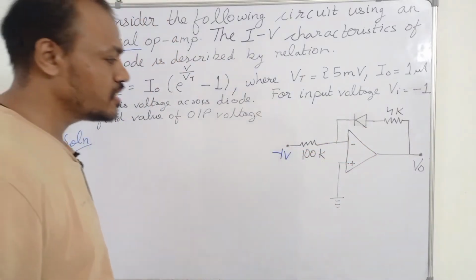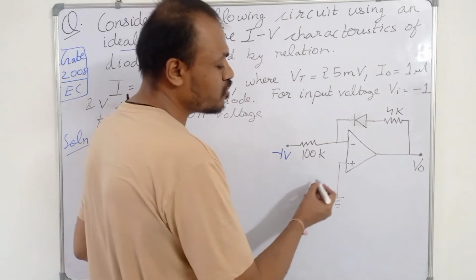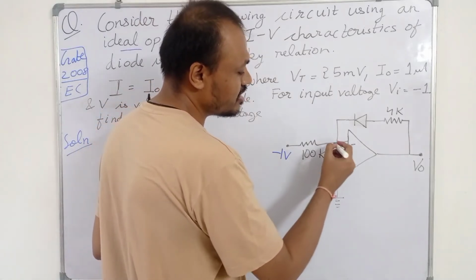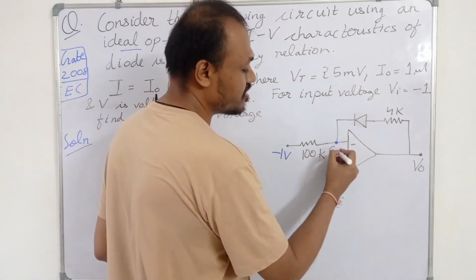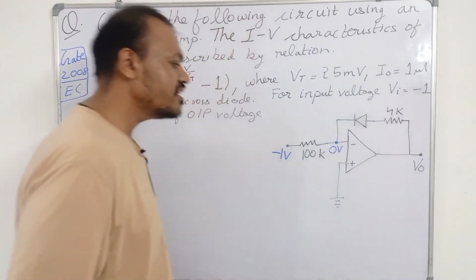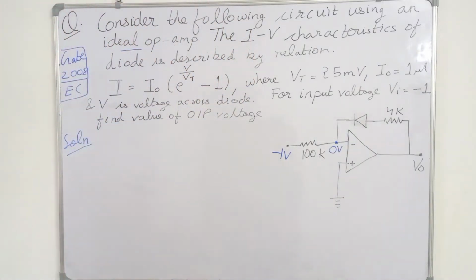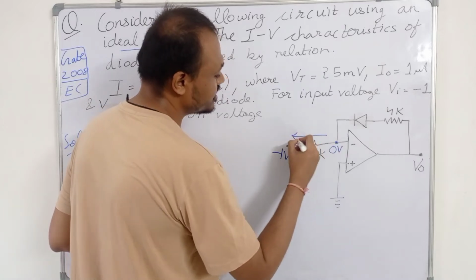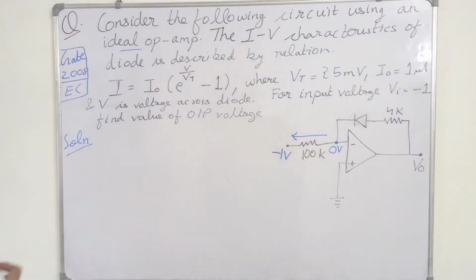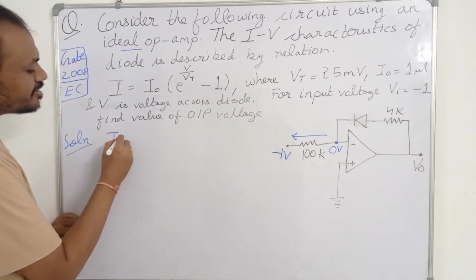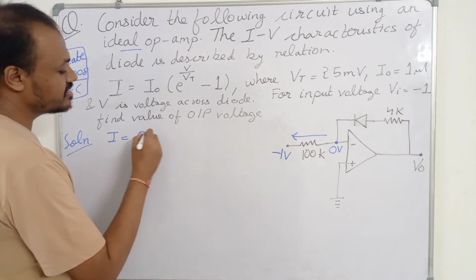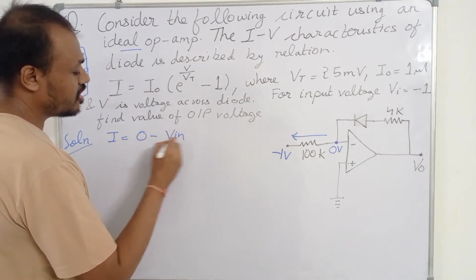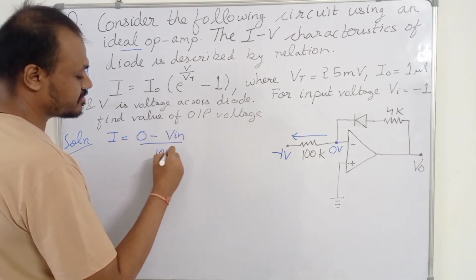By the virtual ground concept, this voltage is 0 volt, so this voltage will also be 0 volt. The current will flow from here to here, from higher potential to lower potential. So this will be the direction of current flow. The value of current I will be equal to 0 minus V in upon 100k.